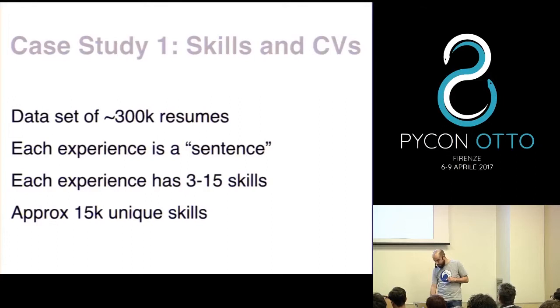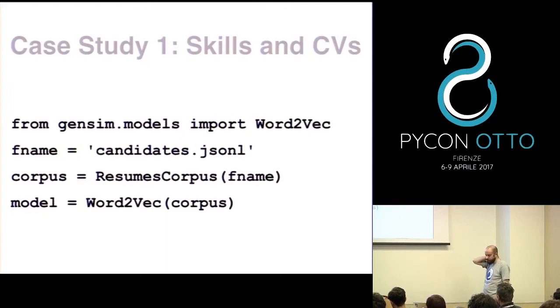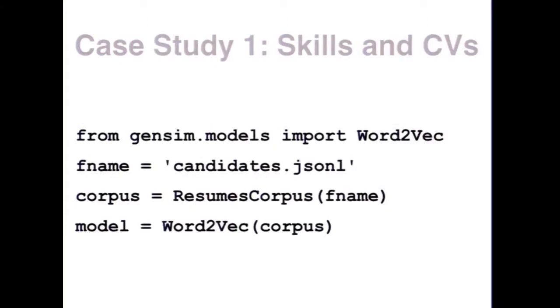For the coding side, it's fairly simple. You import the word2vec class. We had our data, in this case, in a JSON line format, but it doesn't really matter. The custom part is the third line. You need to write your corpus reader, and you can do so in a way that essentially yields one experience at a time, so you don't need to load the whole data set in memory. You just need to yield one sample at a time. And then you load it up with the word2vec class that is going to train the model.